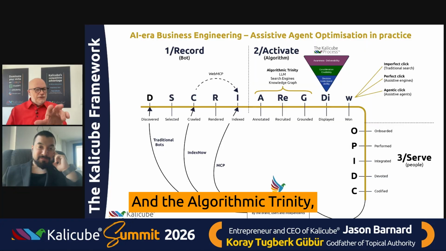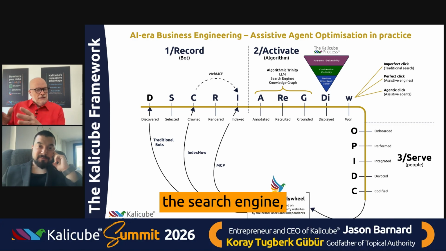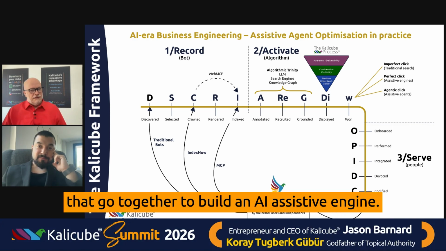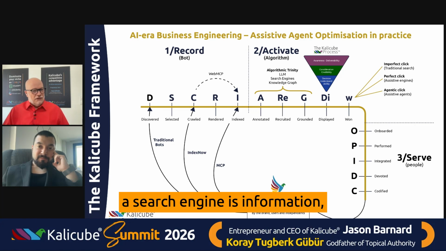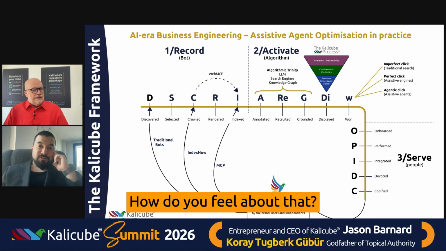Super. And the algorithmic trinity, that's kind of my favorite part. I'm talking about the LLM, the search engine, and the knowledge graph, which are the three technologies that go together to build an AI assistive engine. An LLM is intelligence, a search engine is information, and then for the knowledge graph, I've added the term verification. How do you feel about that?